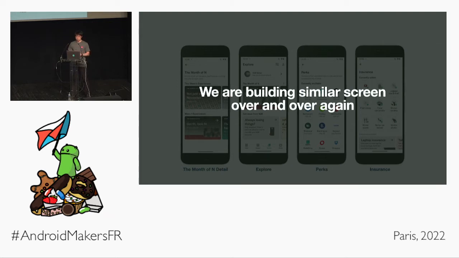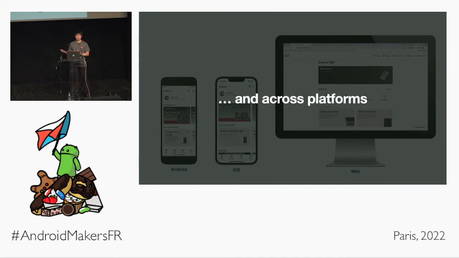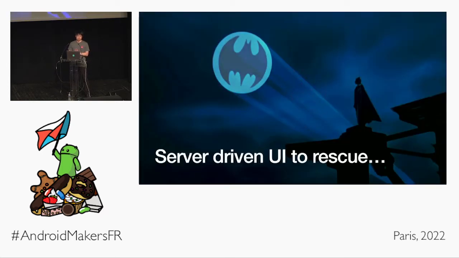Besides that, you need to build those screens as well on other platforms: Android, iOS, and web. So we are building across many platforms. The problem is multiplied by 3, in fact. So there must be a better way to do this. Server-driven UI to the rescue. And this is the main reason that we managed to ship in 2 days.